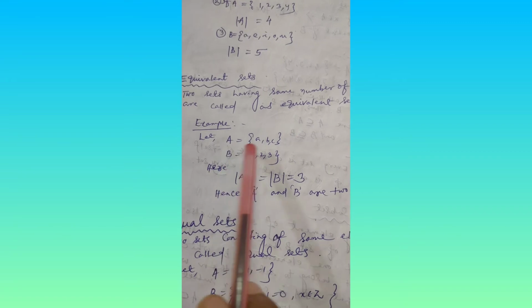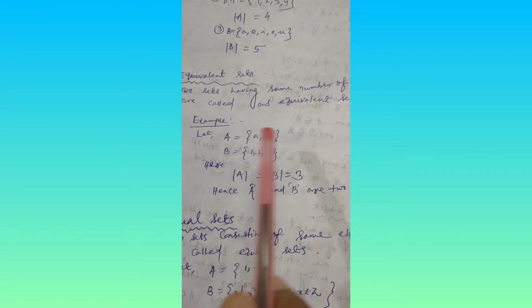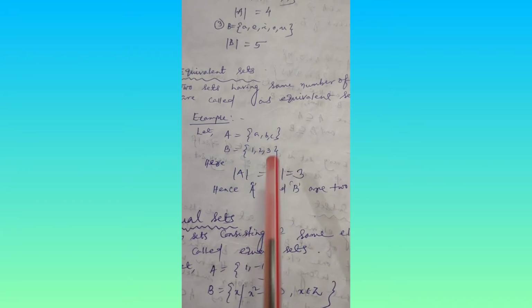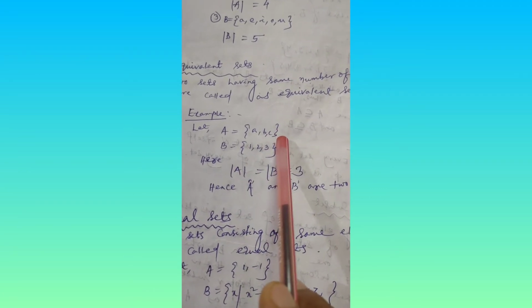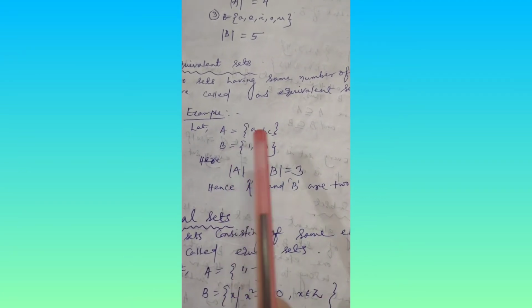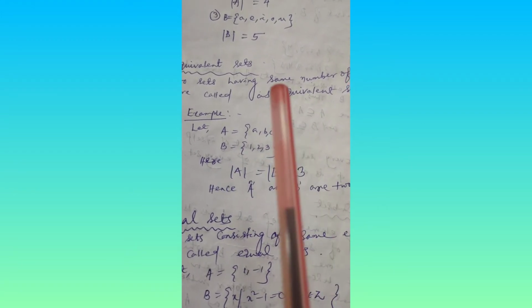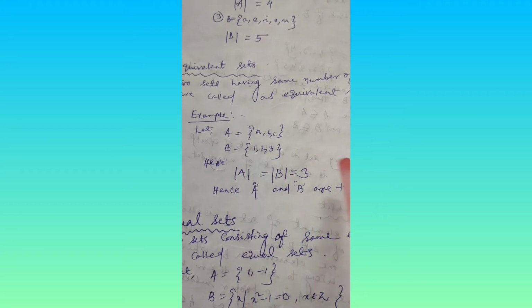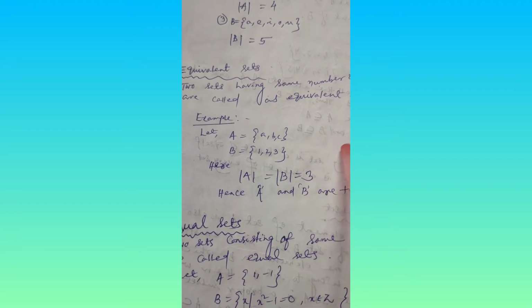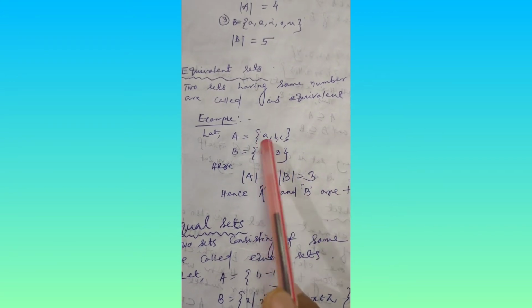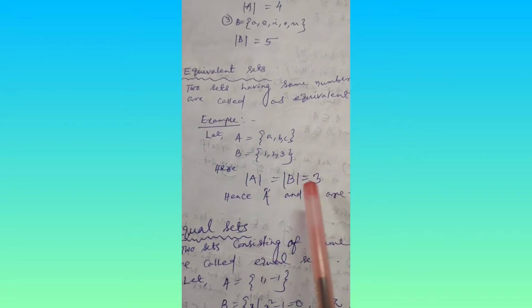Let A be the set having elements a, b and c. B be the set having elements 1, 2 and 3. Here A has 3 elements, B also has 3 elements. A and B both have 3 elements each. The cardinal number of A is therefore 3. The cardinal number of B is also 3. Therefore, they have the same number of elements. Their cardinal numbers are the same. Therefore, A and B are called equivalent sets.